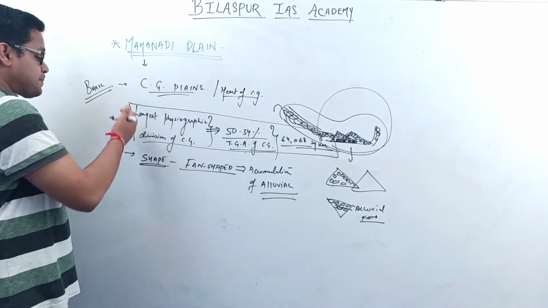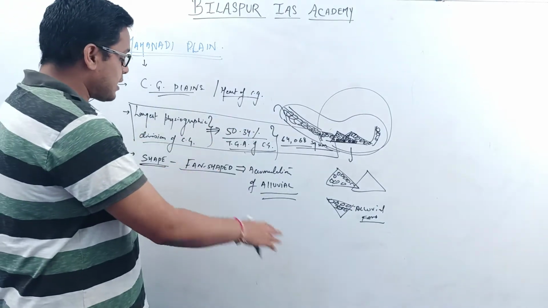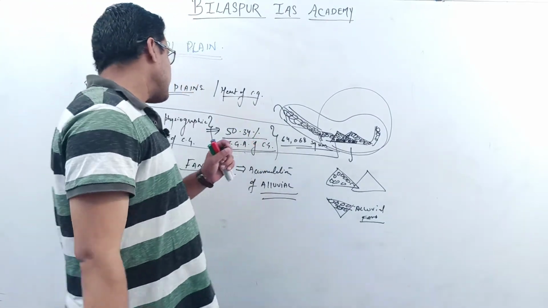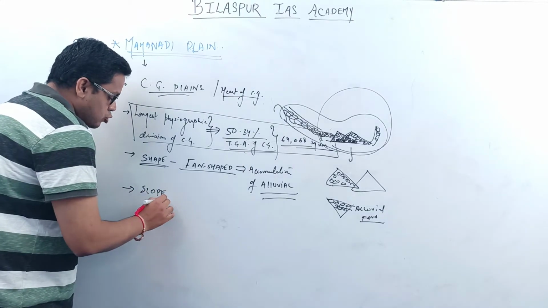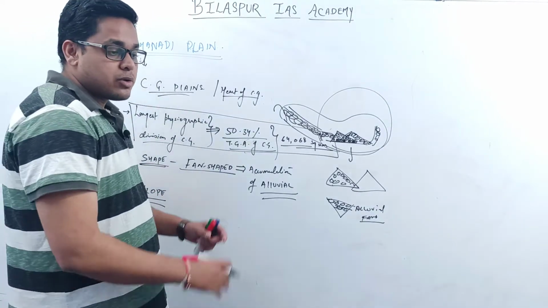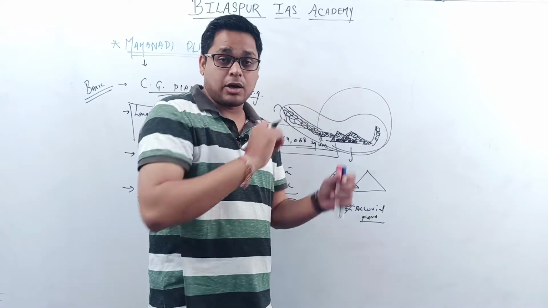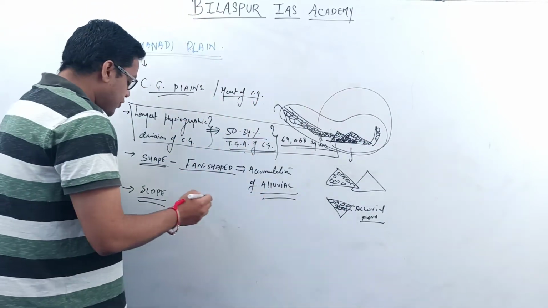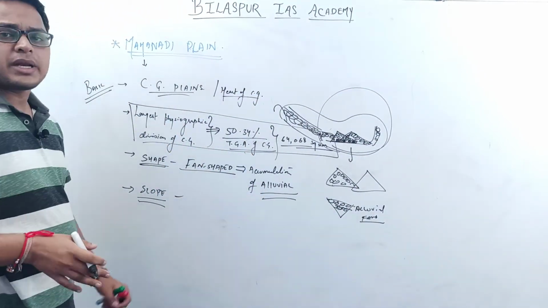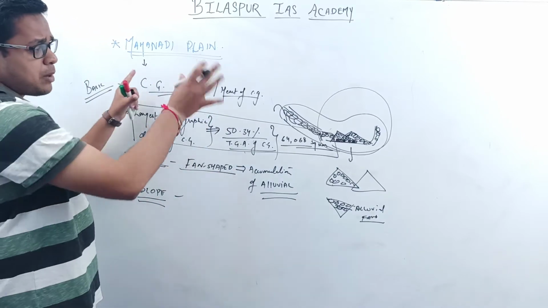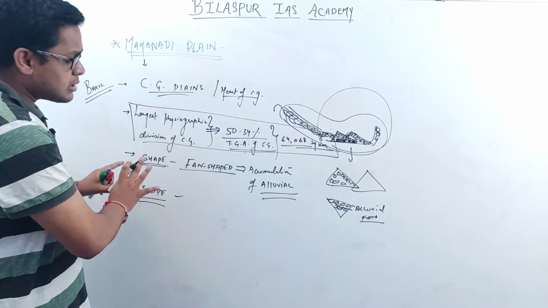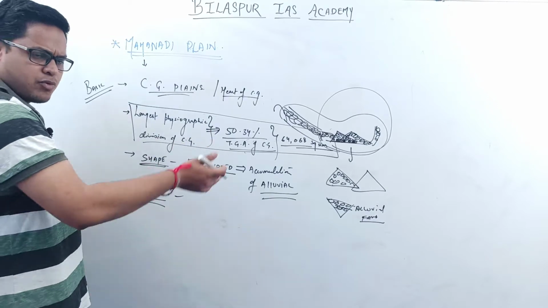So please remember these two things and the shape of this particular region. CGPSC also asked about the slope of this region, how the slope is, towards which direction it extends, and what its orientation is. I will explain everything about the slope of this Mahanadi Plain once I start with the map depiction. First of all, just remember these 2-3 facts, then we'll move towards the other things.